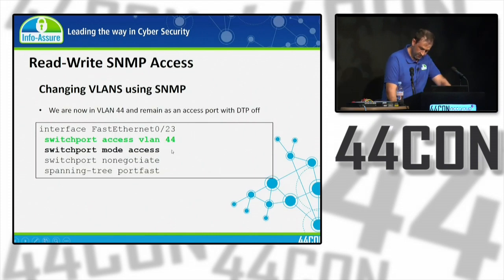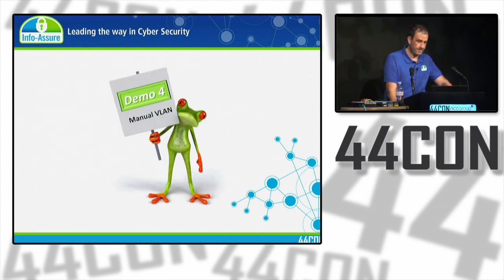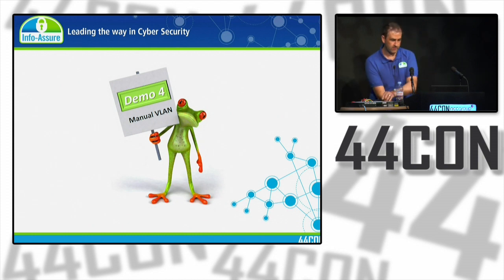So this can be anything, obviously it must exist. And it simply changes this to VLAN 44. So where that was VLAN 50. The advantage of this is we've not made it a trunk port. It's still an access port, and it's pretty straightforward. So we haven't had to alter any DTP settings whatsoever on this. We've simply just changed VLANs. So I'll just show you a quick demo of that as well.